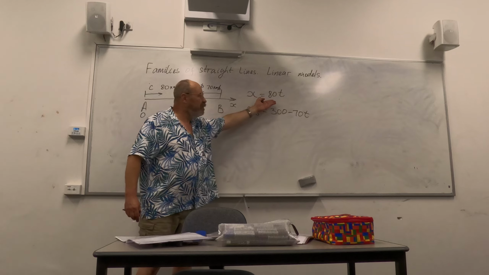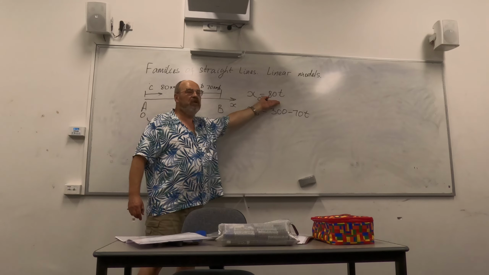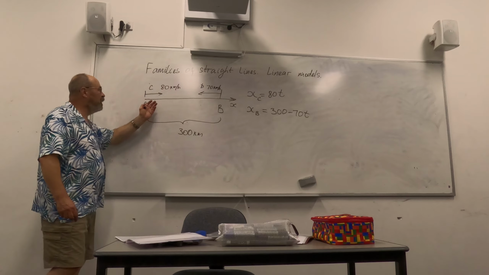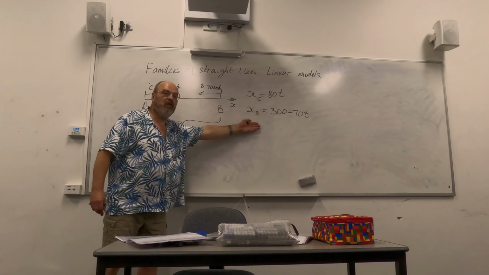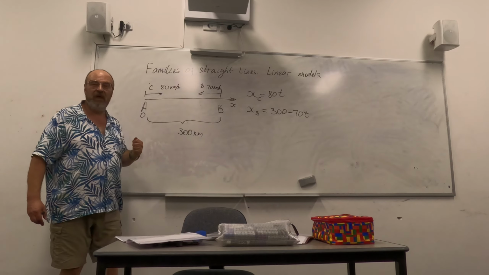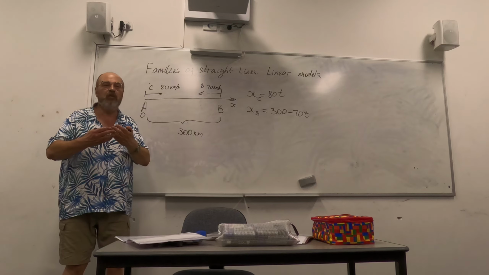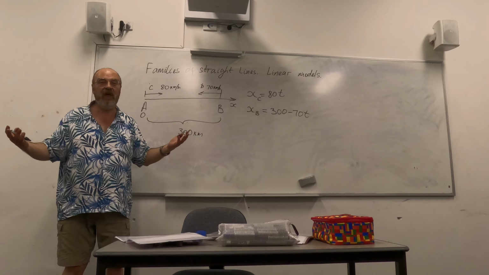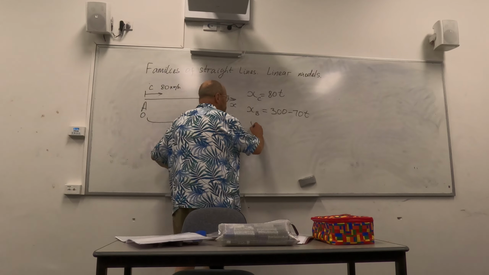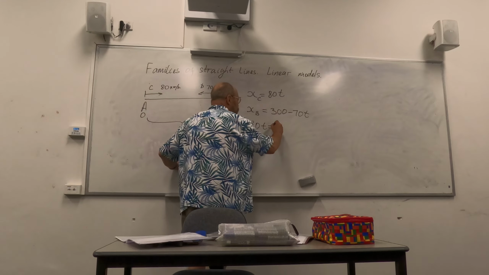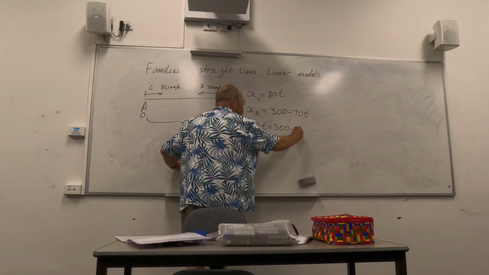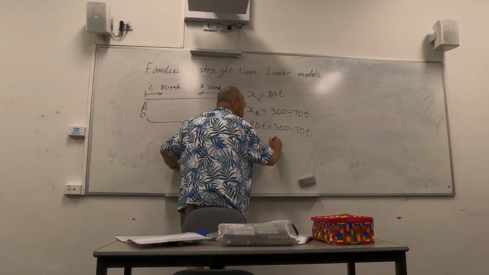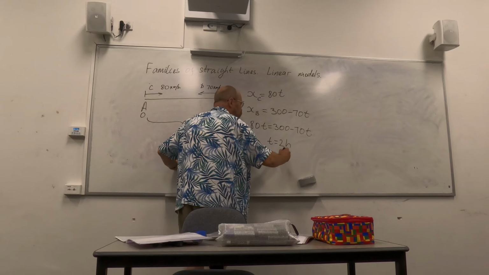So that is the equation that models the motion of the car, and this is the equation that models the motion of the bus. When they meet, what can we say about their position? X will be the same. So we equalize them: 80t equals 300 minus 70t, and obviously t equals 2 hours.